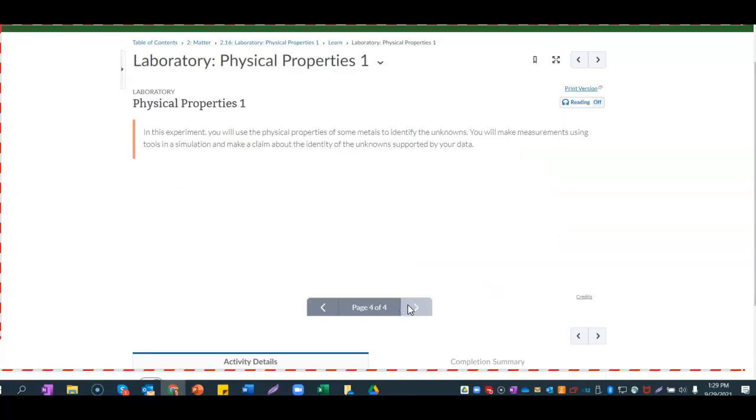So in the experiment, we're going to use physical properties of some metals to identify the unknowns. You will make measurements using tools in a simulation and make a claim about the identity of the unknowns supported by your data.